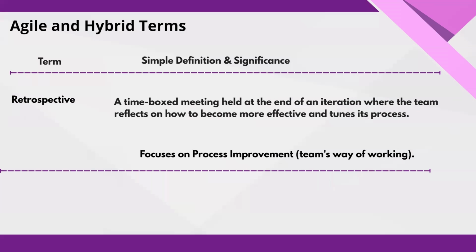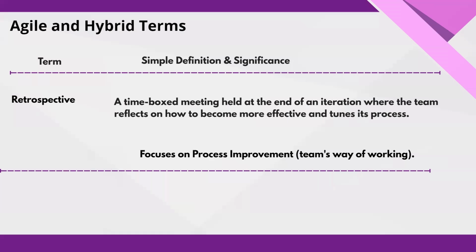Next is retrospective. It's a time-boxed meeting held at the end of an iteration where the team reflects on how to become more effective and tunes its process. So it's reflecting on what went well, what didn't, and how they can improve their processes going forward. So retrospectives are the team's opportunity to pause, reflect, and adapt. Unlike status meetings or reviews focused on deliverables, these retrospectives focus on team dynamics, collaboration, and process improvement.